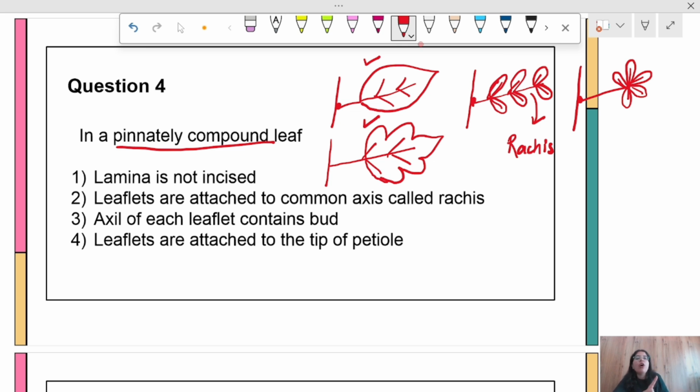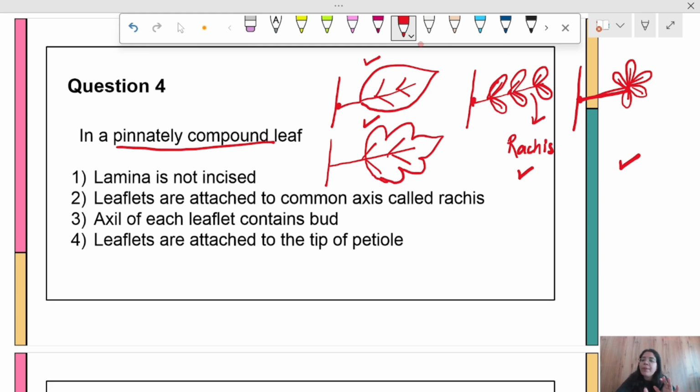On the other hand, this is called palmately compound leaf because in this leaf you can see that all the leaflets are attached at one common point, which is the tip of petiole. This structure over here is petiole, and at the tip of petiole you will see that different leaflets are attached on a common point. So this structure is called palmately compound leaf. So pinnately compound leaf, palmately compound leaf, and simple leaf.